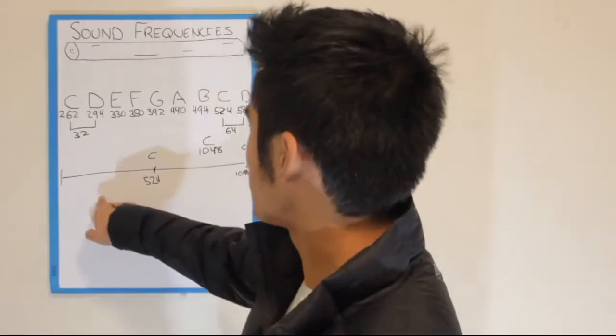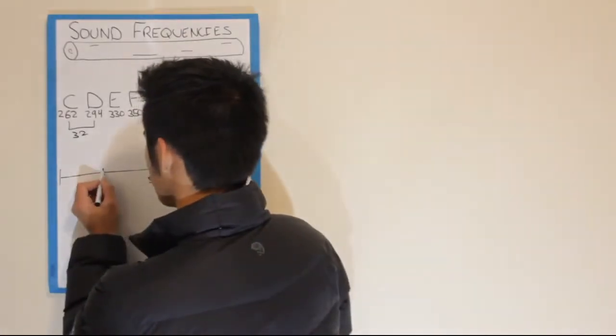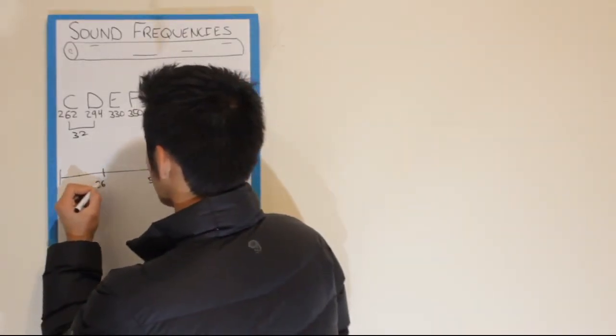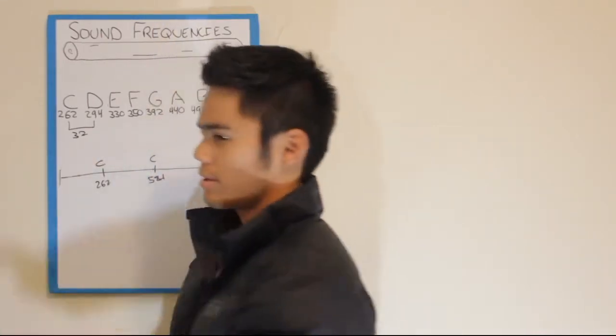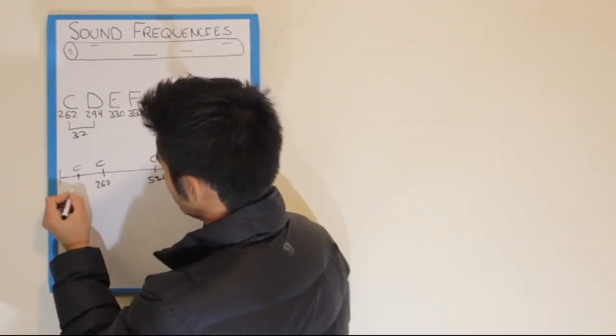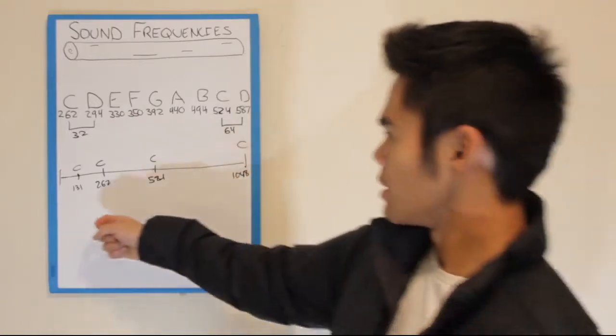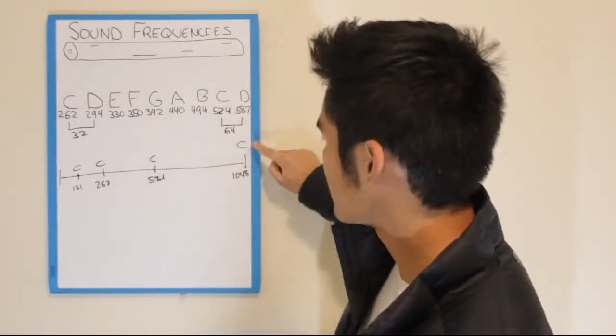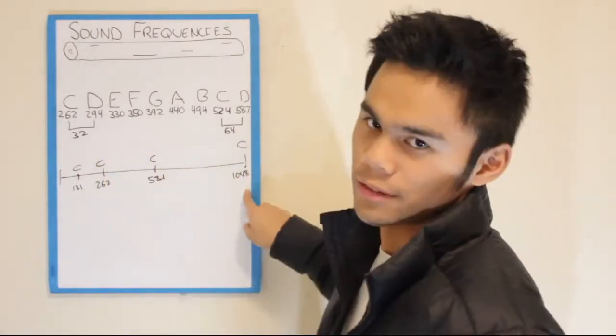The C below that is going to be half as well. So, smack that in half. 262 C. See the pattern here? Half of that is the next C, 131. So here, we have our linear graph depicting the octaves and their correlated frequencies.